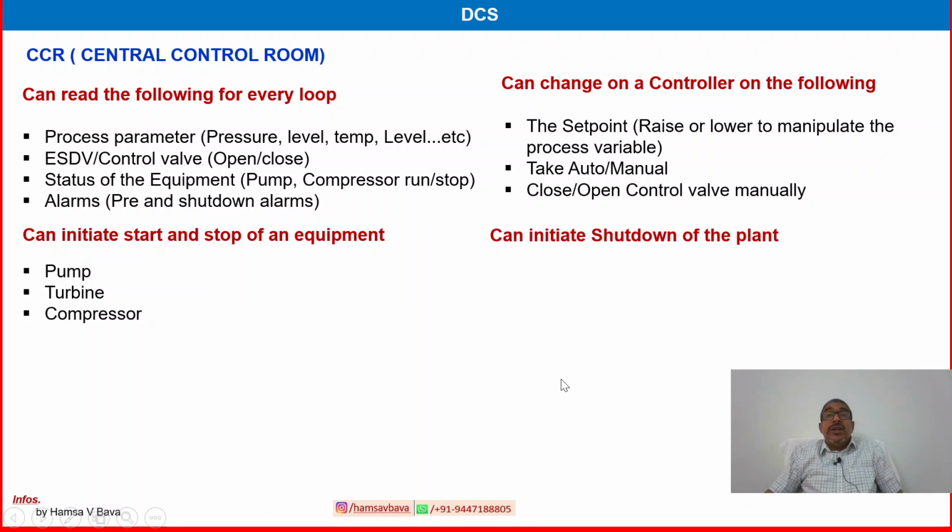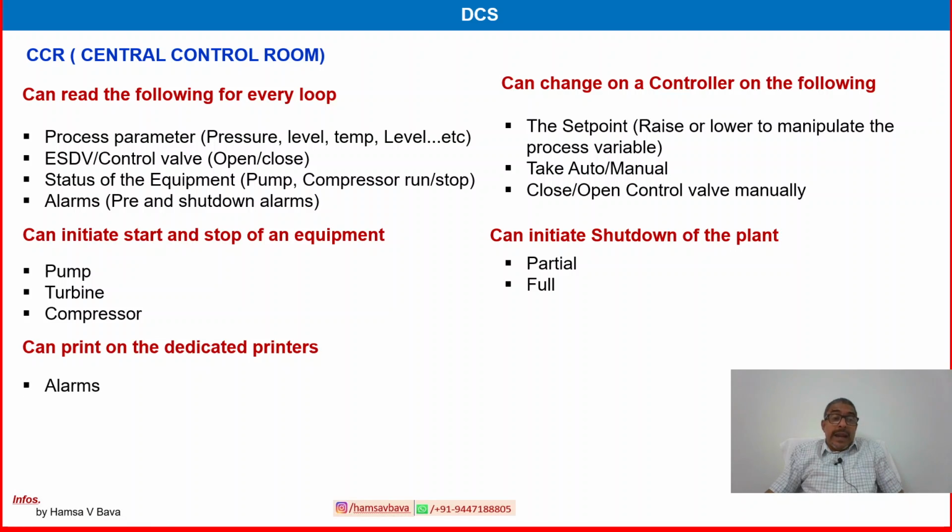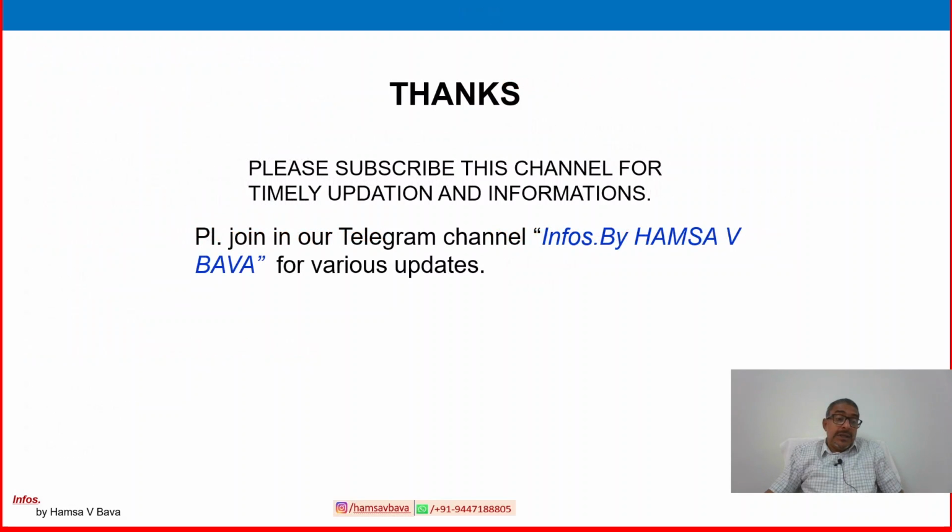He can initiate shutdown of the plant in an emergency. Partially he can shut down unit by unit, or the full plant also, as a panel operator. He can print or take reports for general reporting purposes for higher management or seniors to view the performance of the plant. Alarms he can print. Parameters he can also print, various parameters controlling the plant. Status he can print. History he can print.